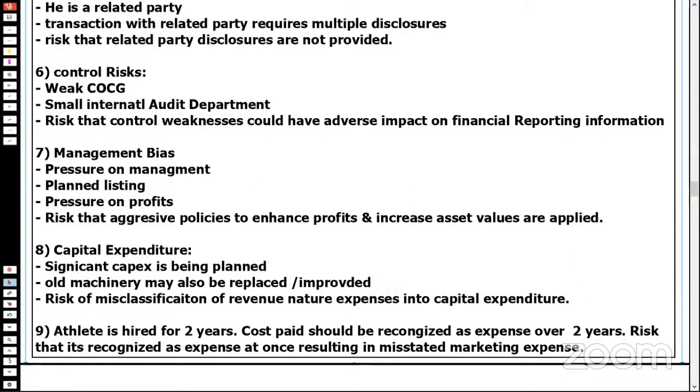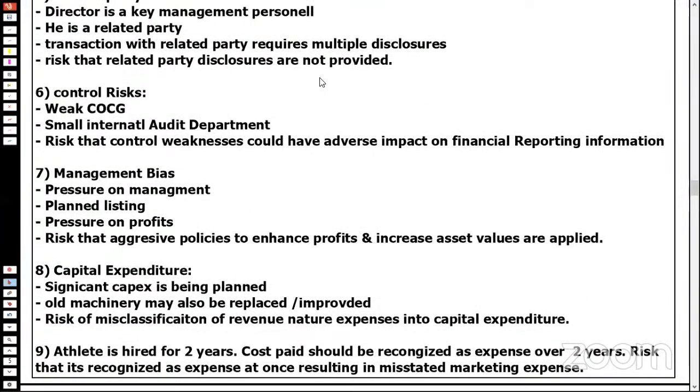Do you get it now? What do we need to focus upon? We need to focus upon how it would have an adverse impact on the financial statements of the entity. Do you people get it?